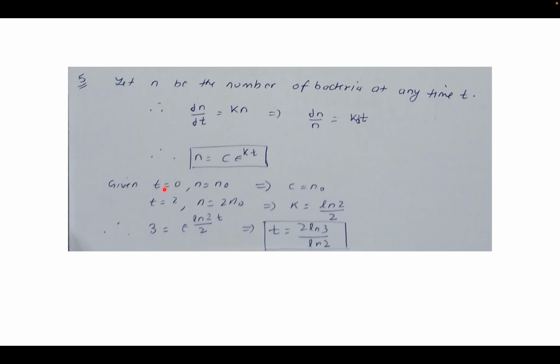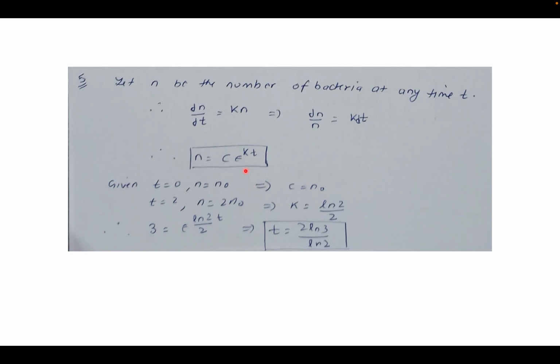So now you have the expression for the number of bacteria with time, right? Suppose at t equal to 0, the point from where you are starting, you have some N naught number of bacteria. If you substitute this in this equation, you can easily calculate the value of C, because e to the power 0 is 1, so C is just equal to the number of bacteria present at t equal to 0, right?